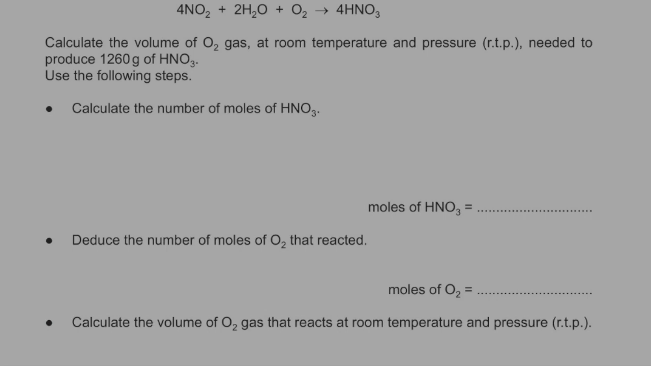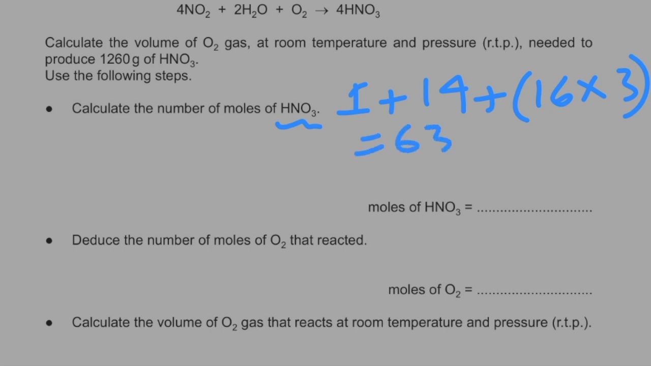But we need to calculate the molar mass of nitric acid over here, which is the sum of relative atomic masses of all of the elements in this compound. So hydrogen has 1 and nitrogen has a relative atomic mass of 14. Oxygen is 16, but since we have 3 oxygen atoms, we multiply 16 with 3, and this has the sum of 63. Dividing 1260 with 63 gives the answer of number of moles as 20.